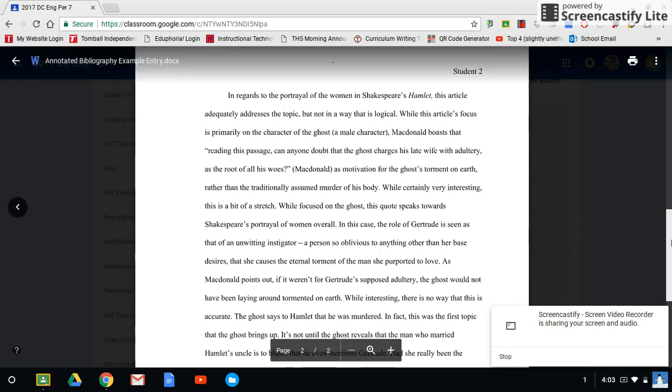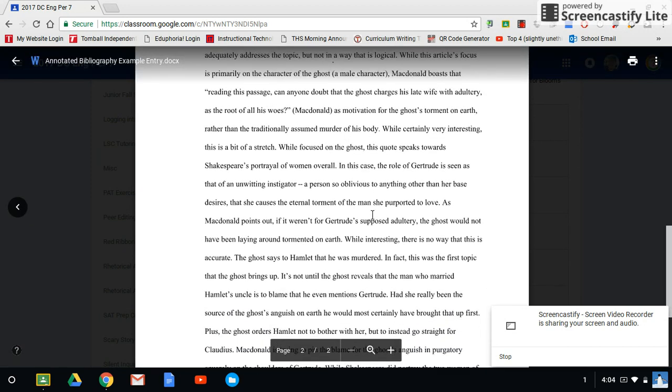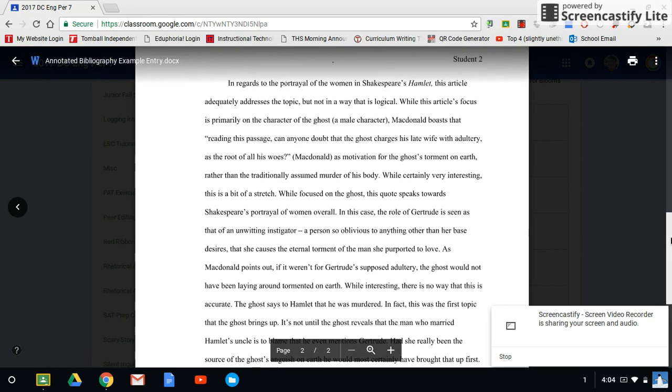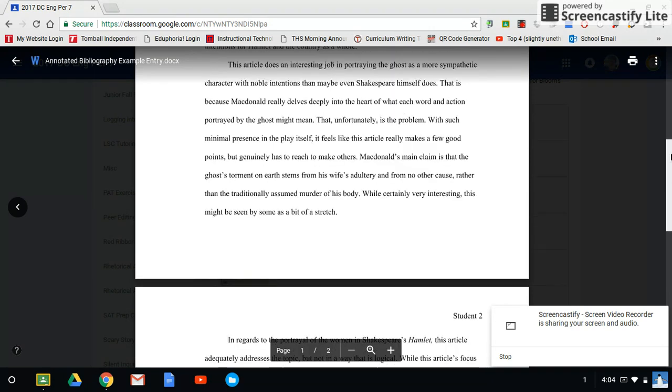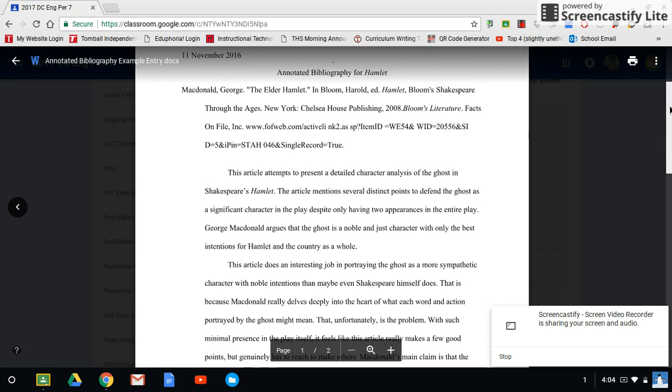And I go through, and you can read this, I'm not going to read this whole thing to you, but I go through and I say that basically that's exactly what Shakespeare says, that Shakespeare has Claudius being the focal point of the ghost's anguish. In fact, the ghost even says to Hamlet, don't mess with your mom. Why would the ghost say don't mess with your mom if the ghost was blaming his mom for all of its troubles? So in this paragraph, I basically blast this author right here, this MacDonald guy, for being way off the mark.